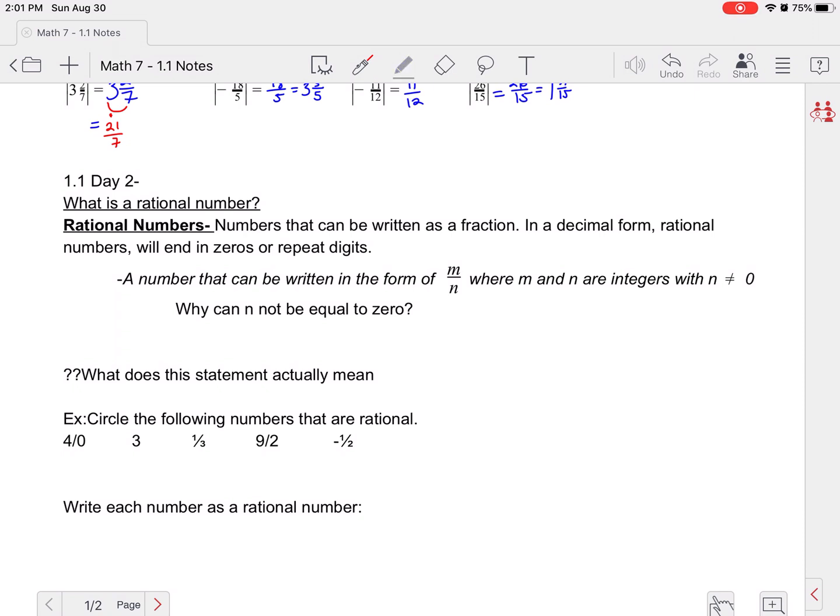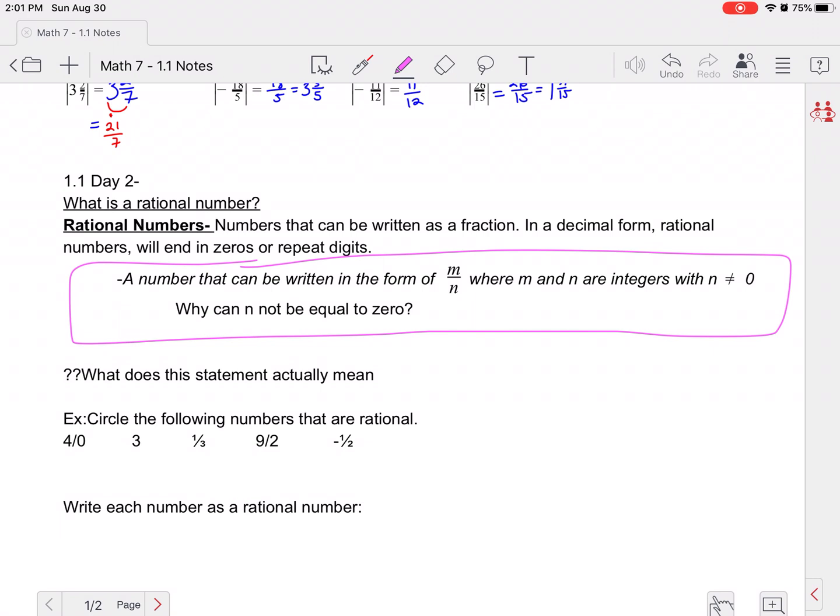Now, a lot of times in our book, we will see this statement right here. The definition of a rational number is a number that can be written in the form of m over n, where m and n are integers with n not equal to 0, okay? And that's a very confusing statement. It's got a lot of math speak in it, so let's break that down. It says a number. We know what a number is, just any number, right? That can be written in the form of m over n. What that means is fraction.